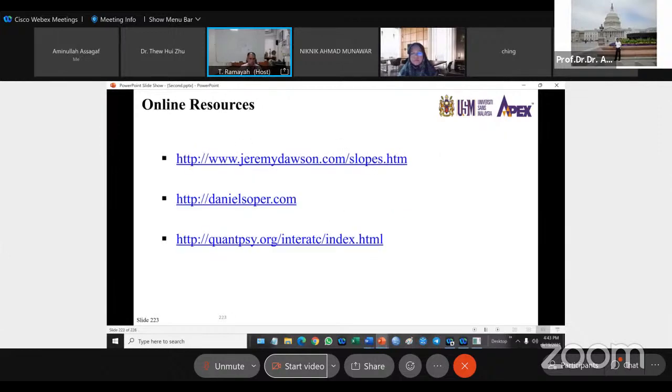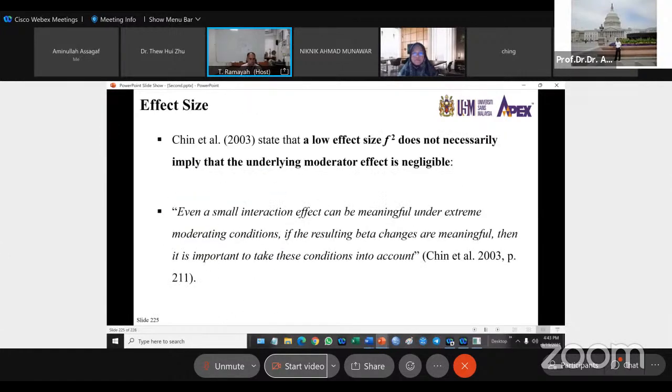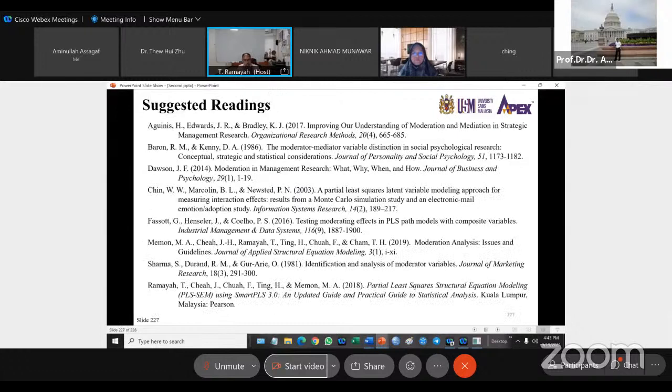Any question? So we have these some of the literature you can look at. Okay, and the editorial we wrote in 2019. This is a summation of all these papers. So you can also look at this paper, which is moderation analysis, issues and guidelines. Any questions on the theoretical part of moderation before we do the hands-on?